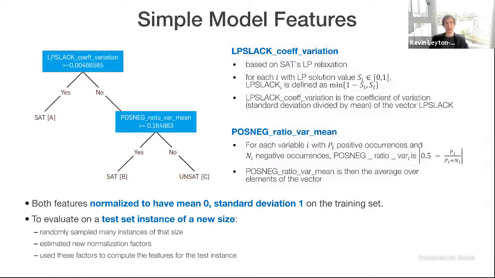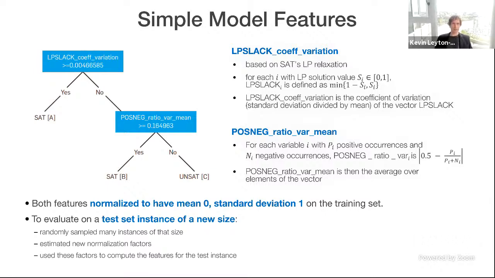So you're looking at the model. The model is this decision tree. It is a 2-node decision tree in 2 features. And this slide exactly defines what those features are. The model says, let me compute the coefficient of variation of the LP slack vector, which I'll define in a second. If it's bigger than 4 thousandths, then return sat. Otherwise, look at this feature that has to do with the ratio of positive to negative occurrences of variables. And if that's a little bit unbalanced, then return sat again, and otherwise return unsat. That's the entire model. And it's able to give you 70% predictive power.